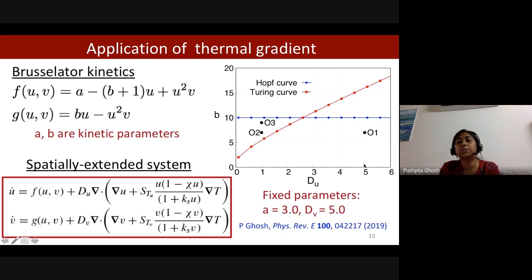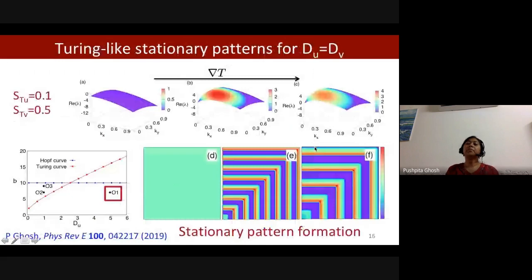So we are mostly interested in those points where there is no diffusion-driven instability, but with respect to the presence of a temperature gradient, whether this state becomes unstable and gives rise to any Turing instability. With that, we first tried these equal diffusion coefficients.